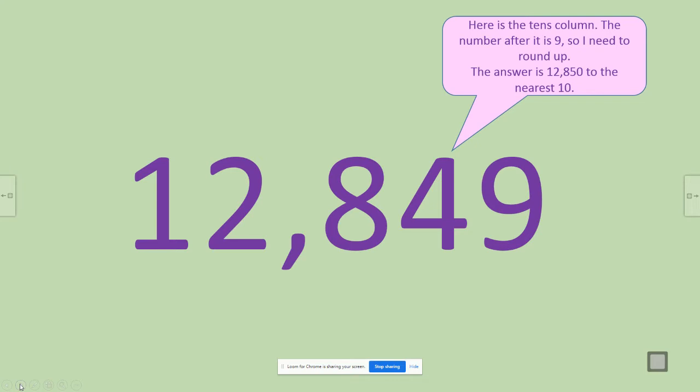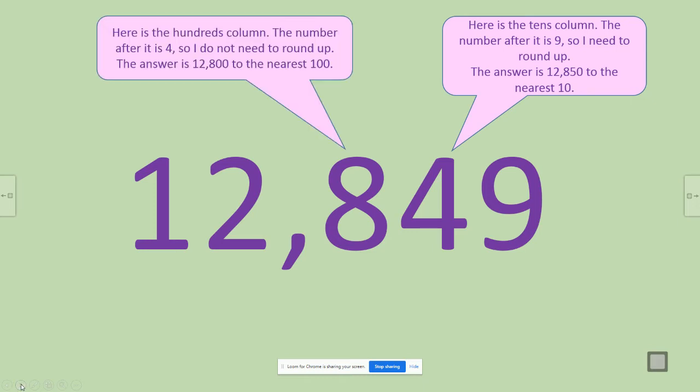Now let's think about rounding to the nearest 100. So we need to be able to find our hundreds column, which you should recognise as the third one along from the right. Numbers start smallest from the right. We move along to the third digit, and that is an 8. 12,849. So the same thing applies. We go along to that column and we look at the number immediately after it, and it's a 4.